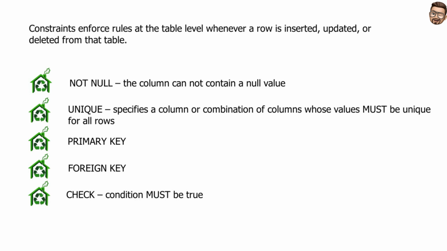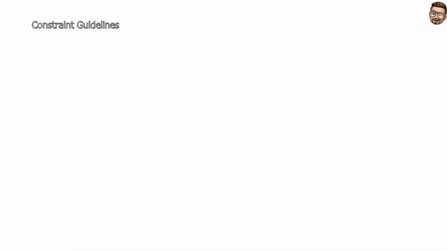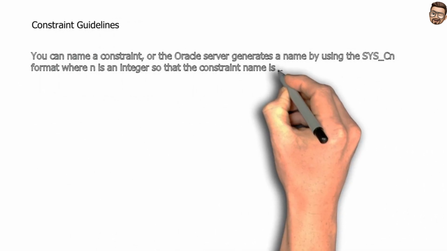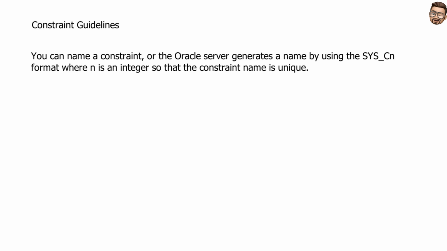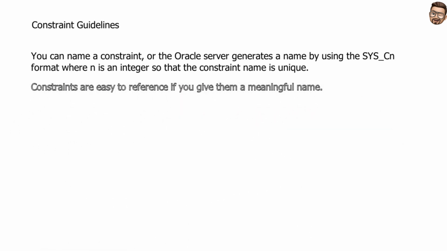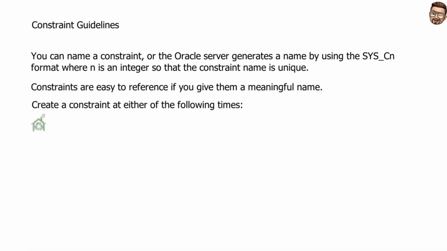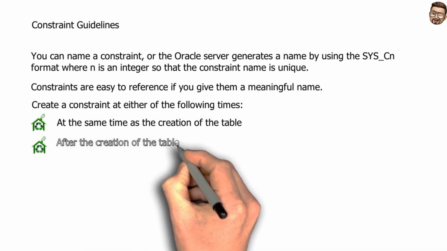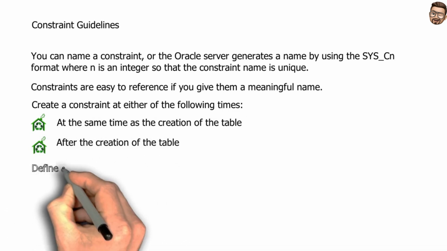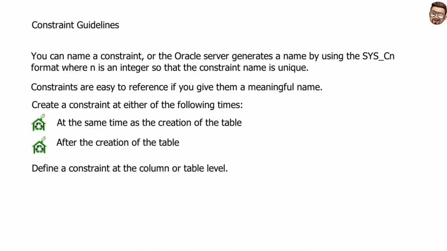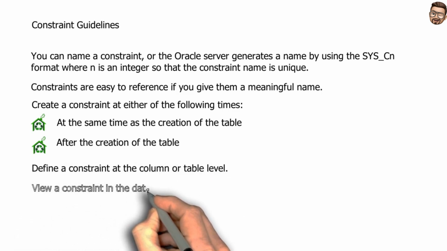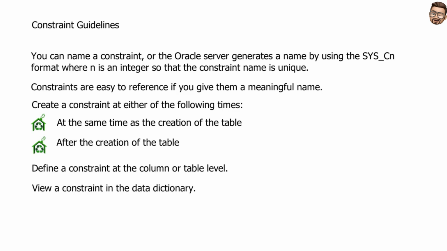These are the constraint guidelines. You can name a constraint, or the Oracle server generates a name using the SYS_Cn format, where n is an integer so that the constraint name is unique. Constraints are easy to reference if you give them a meaningful name. You can create a constraint at the same time as the creation of the table, or after the creation of the table. You also can define a constraint at the column or table level, and the constraint can be viewed in the data dictionary.